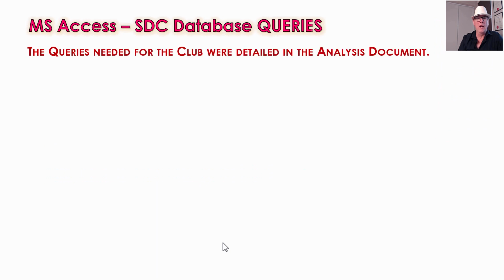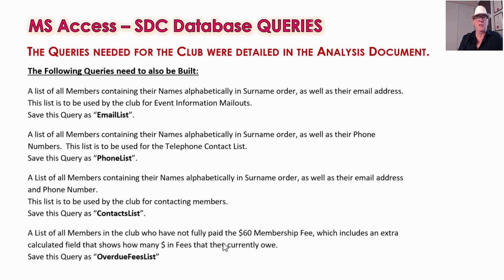So well worth it. Now the queries needed for the club were detailed in the analysis document, which we did in the first lesson. And these are the ones we need: an email list of members, a phone list, and then a contacts list that has both their email and their phone.